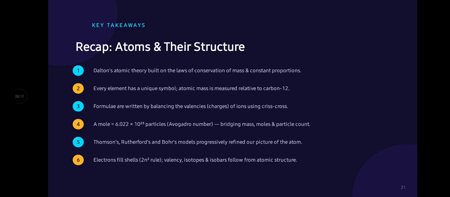A mole is equal to 6.022 × 10²³ particles. Avogadro number, bridging mass, moles and particle count. Next is Thomson, Rutherford and Bohr's models, which progressively refined our picture of the atom. Last is electron filling in shells, that is the 2n² rule. Valency, isotopes and isobars follow from atomic structure.